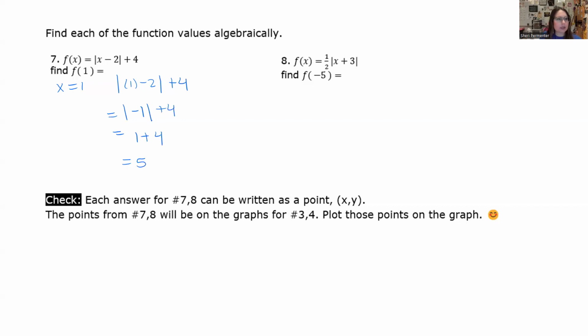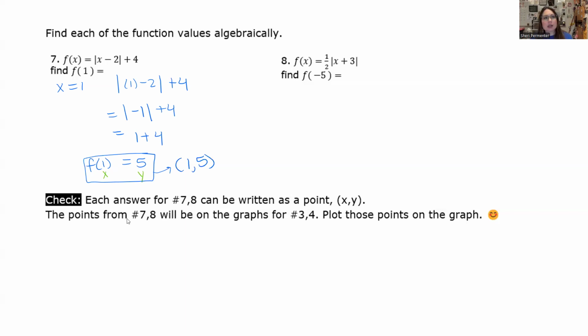Don't write that down. F of 1 equals 5. And this actually makes a coordinate, where this is the X value, and let me label those, this is the X value and this is the Y value. And so this creates a coordinate 1, 5. So this is the actual answer, this right here. But this creates this coordinate 1, 5. And it says that I could check my coordinate to make sure it's correct.